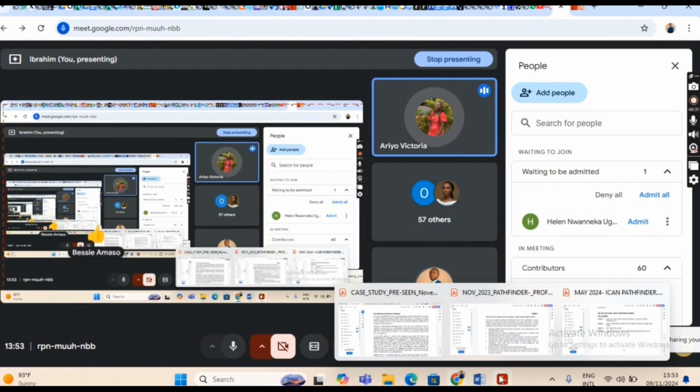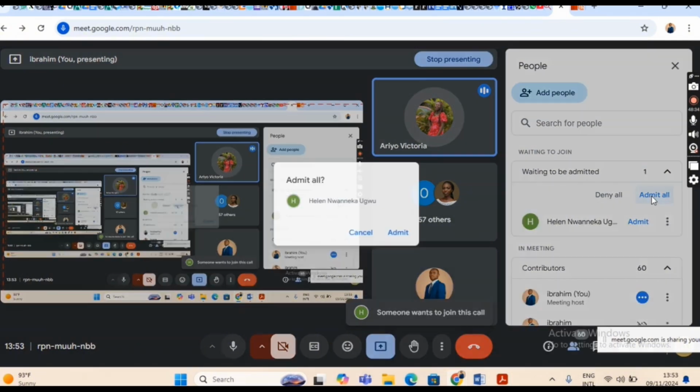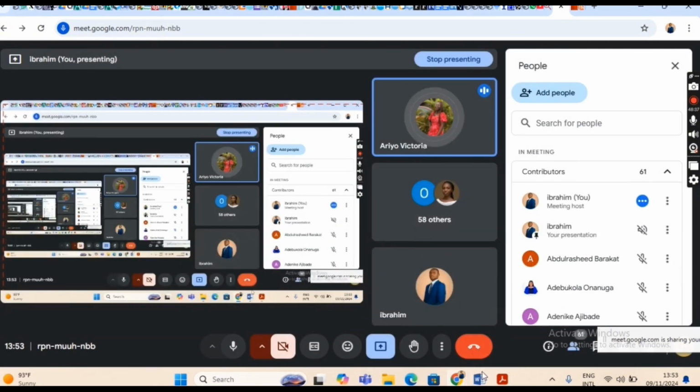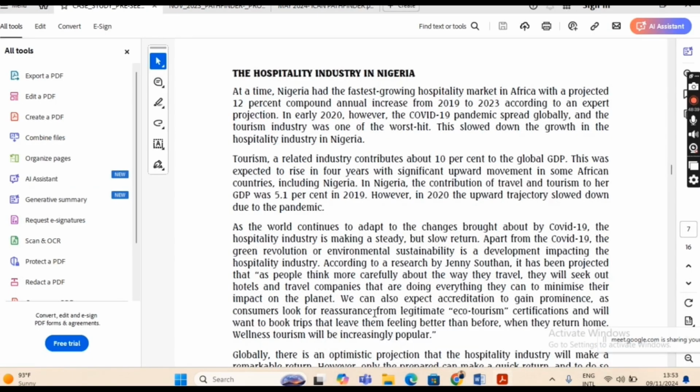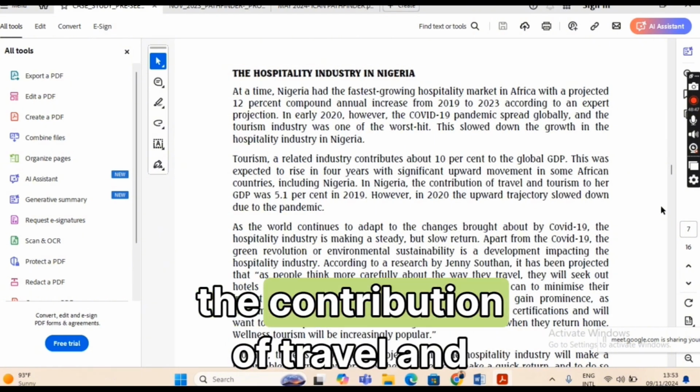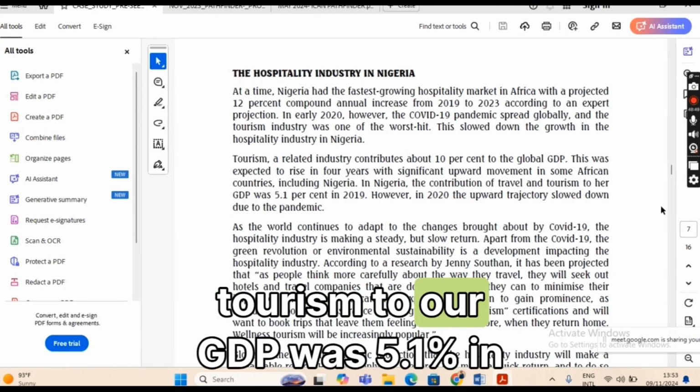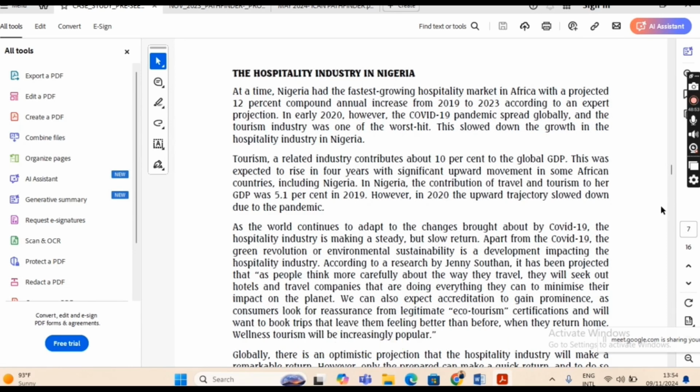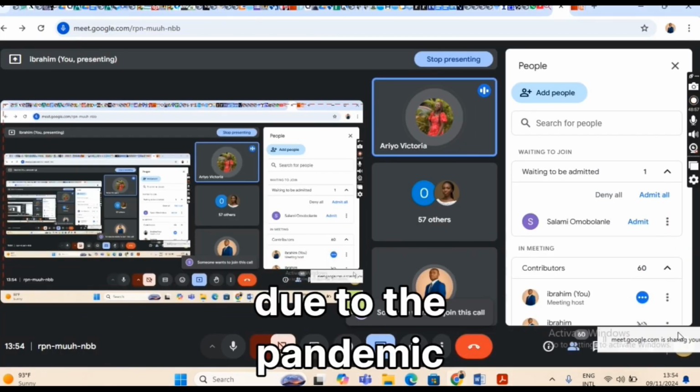Tourism, a related industry, contributes about 10% to the global GDP. This was expected to rise in 4 years with significant upward movement in some African countries, including Nigeria. In Nigeria, the contribution of travel and tourism to our GDP was 5.1% in 2019. However, in 2020, the upward trajectory slowed down with the pandemic.